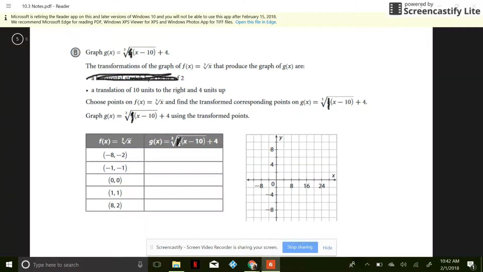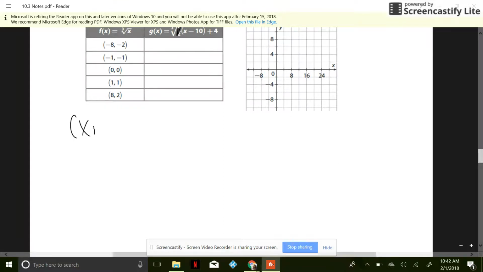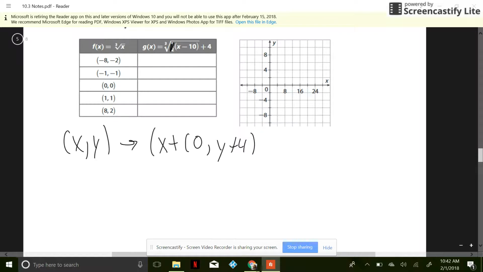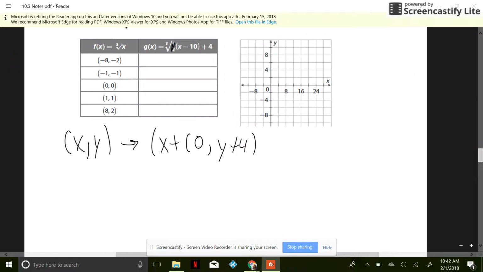So let's look at this one instead. We've changed a little bit so we don't have the horizontal aspect. So in this case, we're going to have a translation 10 units to the right and 4 units up. So seeing how those points are going to change, going 10 units to the right, we'll have to add 10, and then 4 units up, so we will add 4 there. So plugging in those values, -8 plus 10 is 2, -2 plus 4 is 2. -1 plus 10 is 9, -1 plus 4 is 3. 0 plus 10 is 10, 0 plus 4 is 4, and then 11, 5, and 18, 6. You can graph those on your own.